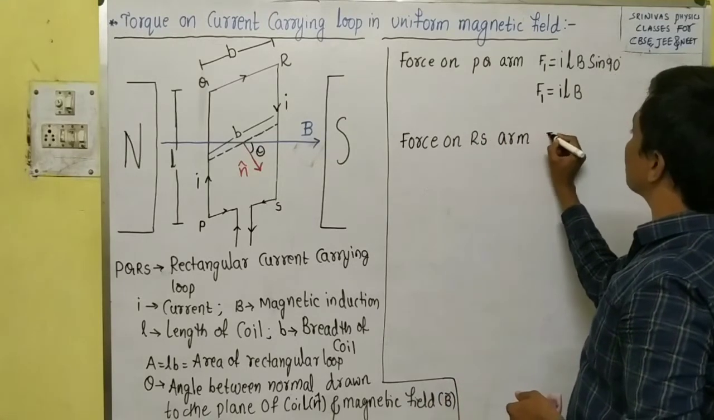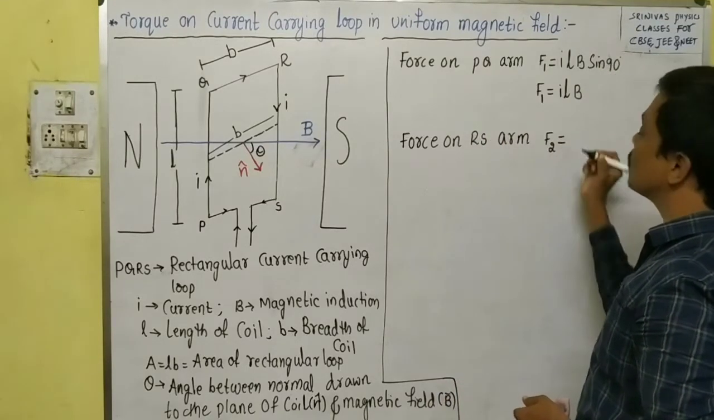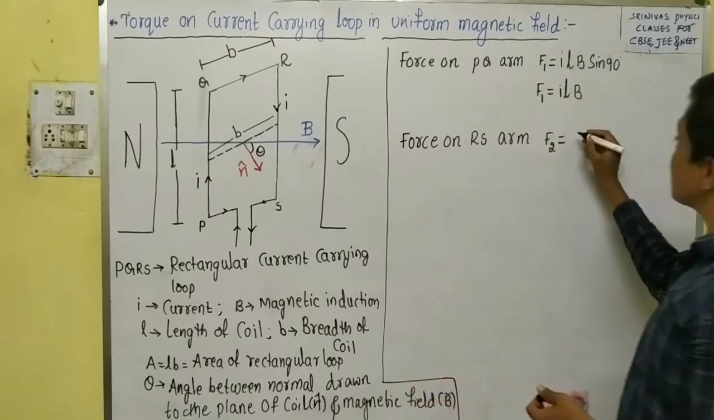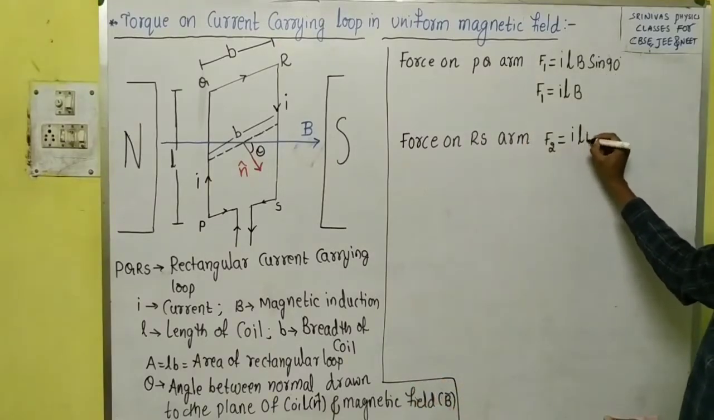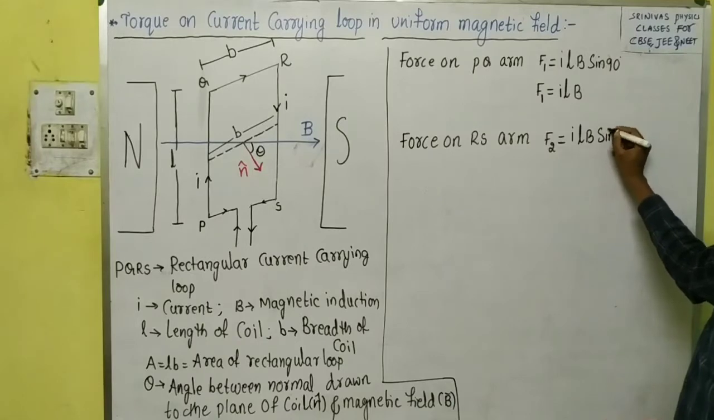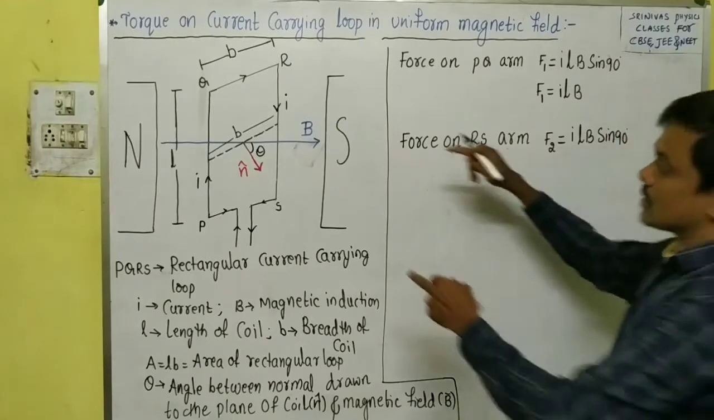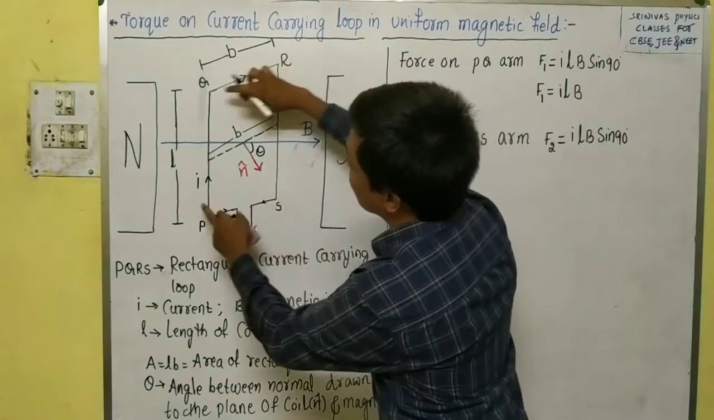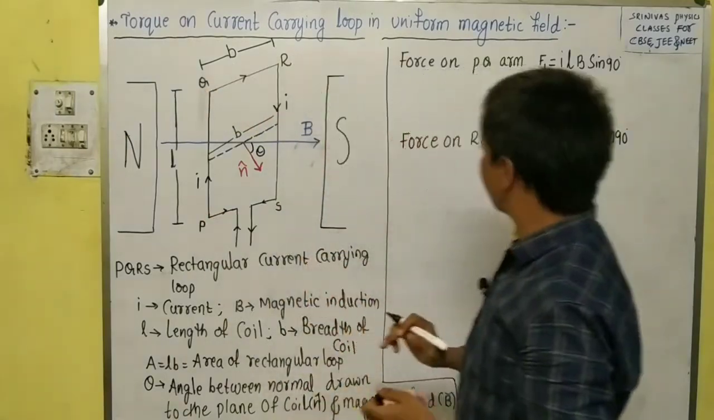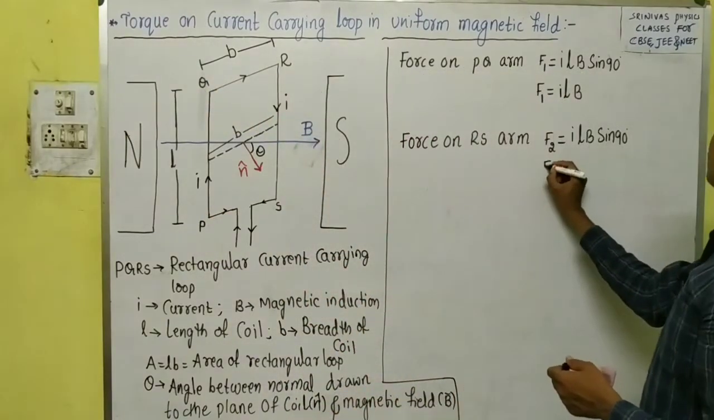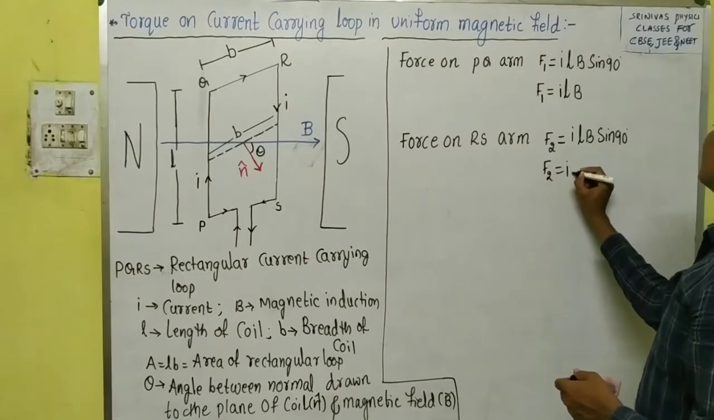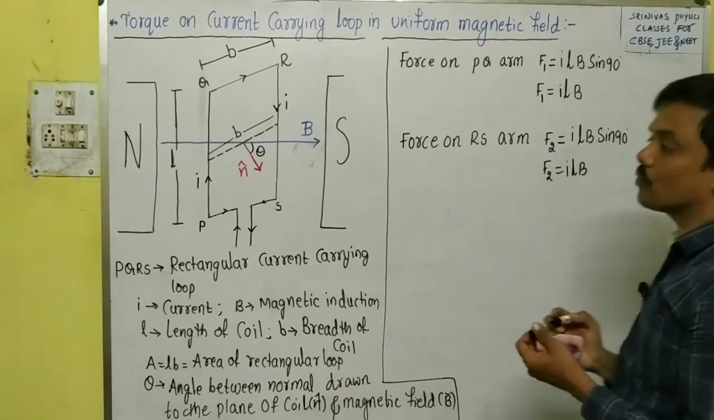Okay, right, what is that? We can take it as F2. Then that force formula is again ILB sine theta. Theta is again 90 because this arm length is also L, because opposite sides are equal. And then we will get F2 also ILB. But what about the directions of these two forces?